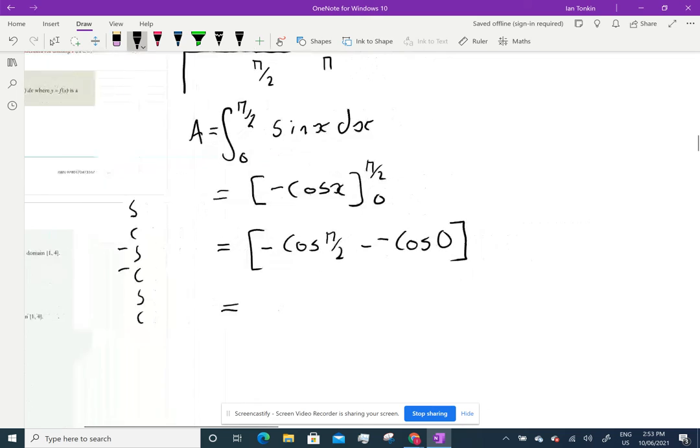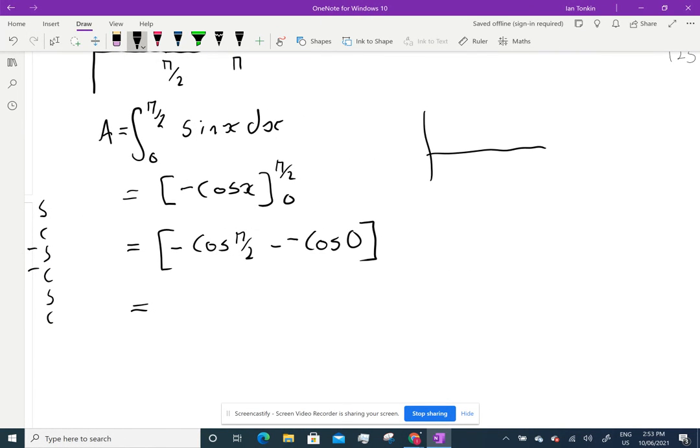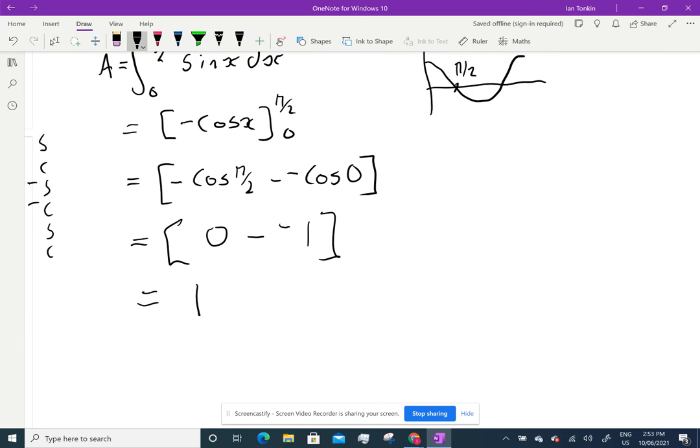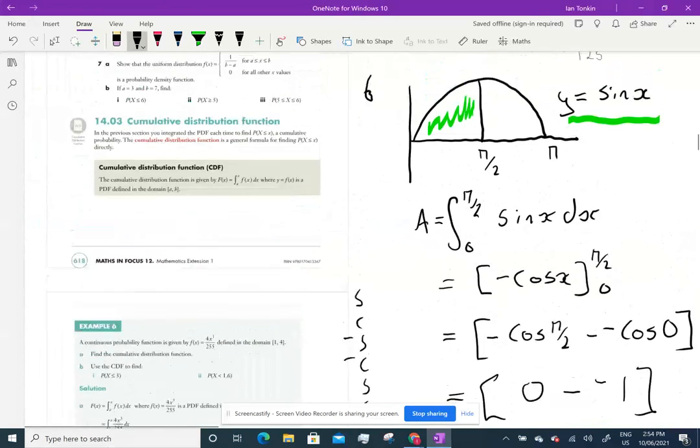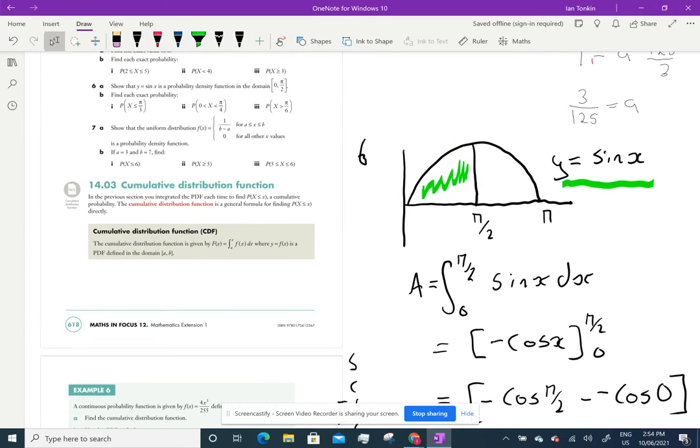Well, cos of pi on 2, here's the cos curve. Cos of pi on 2 is there. It's 0. So I'm going to get 0 minus, and the cos of 0 is 1. 0 minus minus 1 is 1. Therefore, this is a probability density function. So now I've shown that it's a probability density function from 0 to pi on 2.